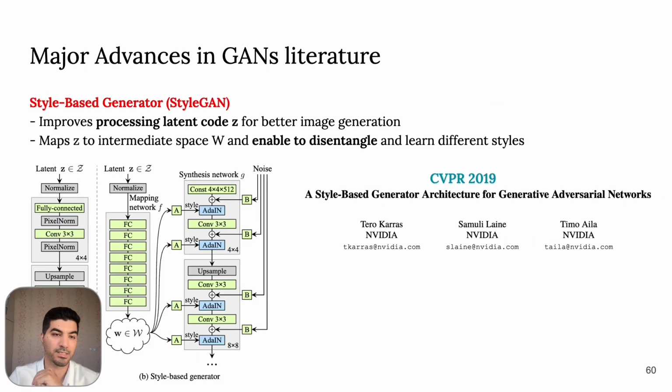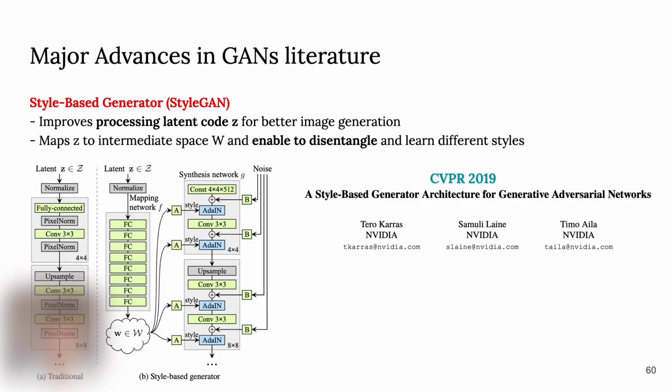Next work is style-based generator or StyleGAN, which is presented in CVPR 2019 from NVIDIA. This is the same group proposed ProGAN paper. And what they do, they improve processing latent code for better image generation. And they do this by mapping Z to an intermediate space called W using a mapping network.